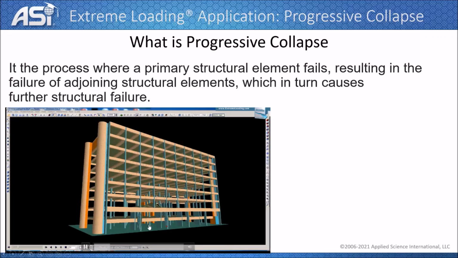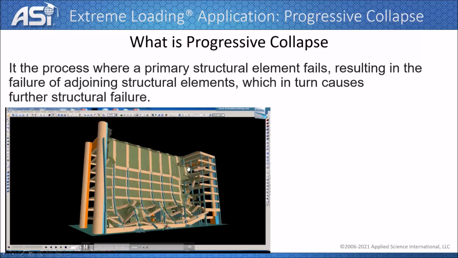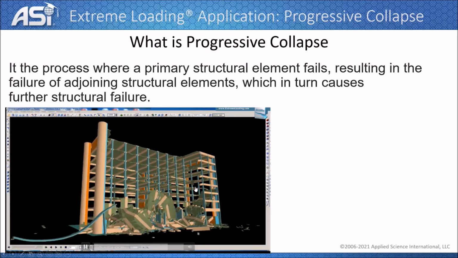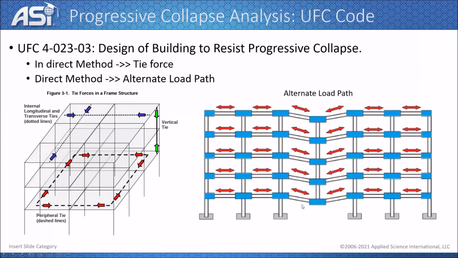We are seeing here failure in these three columns, leading to the partial collapse of these bays and these structural components inside the building. So, as a designer, you have to check if the building is going to bridge over this missing support or this missing structural component or not.